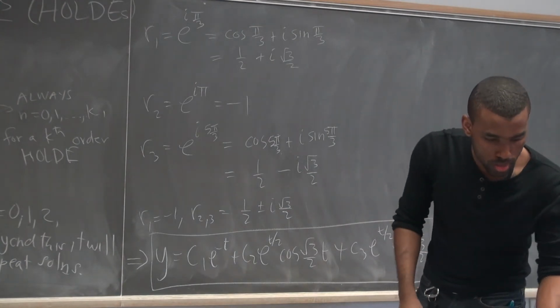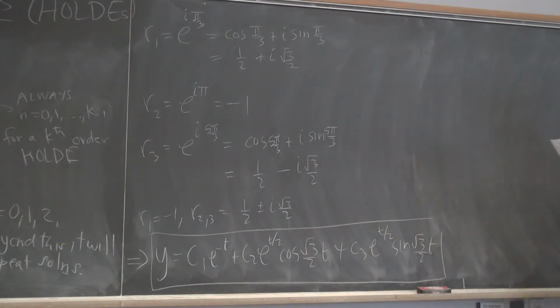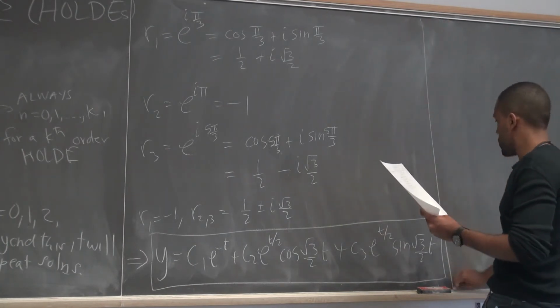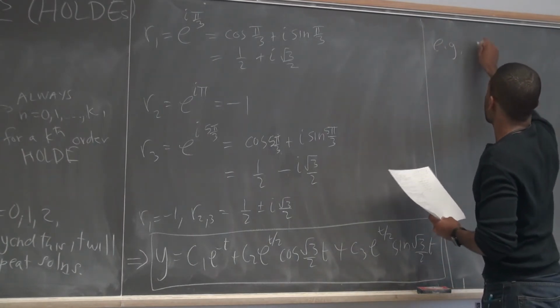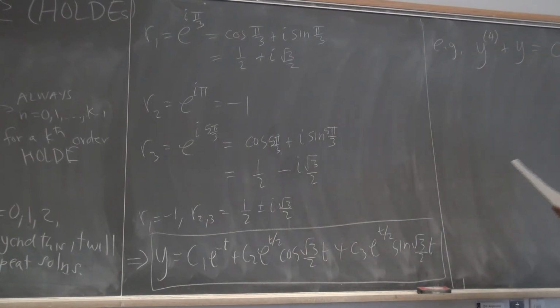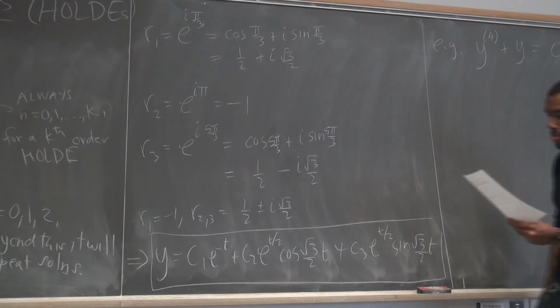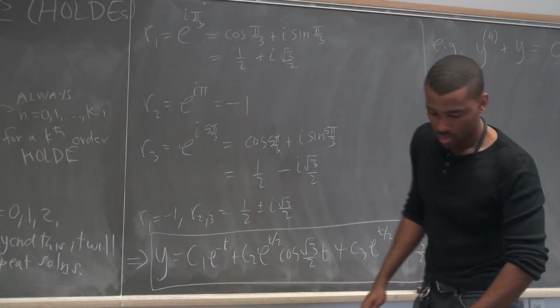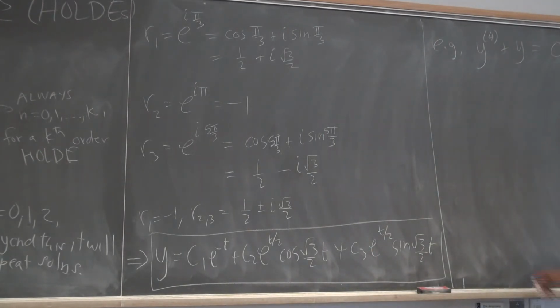So let's do another example. This gives us r to the fourth plus 1 equals 0. Now we don't have a nice formula for that. Right?